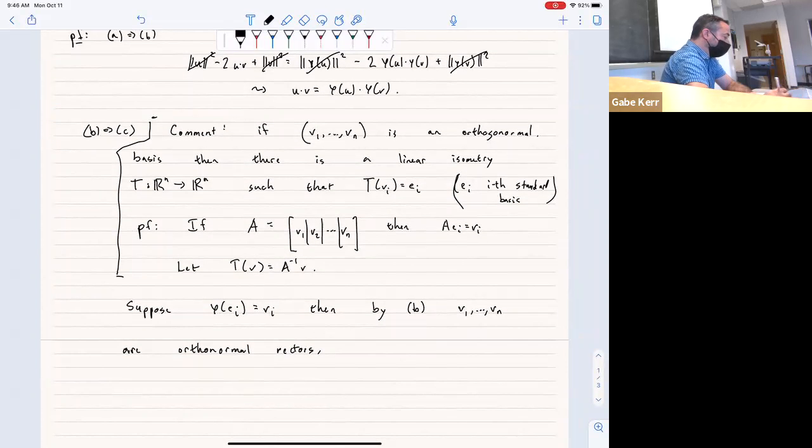Okay. But we know that if we have an orthogonal set of vectors and they're all non-zero, and these are all non-zero, they're unit vectors, then they're linearly independent. Something we showed. And so that means that this is a basis. It has n linearly independent vectors in an n-dimensional space, so it's a basis. It's an orthonormal basis.